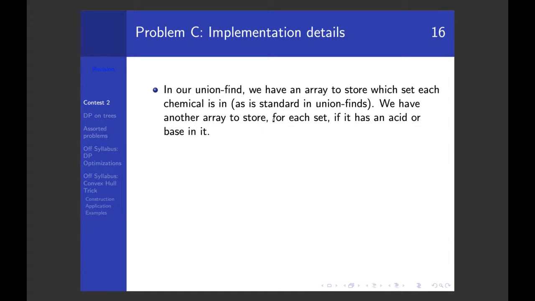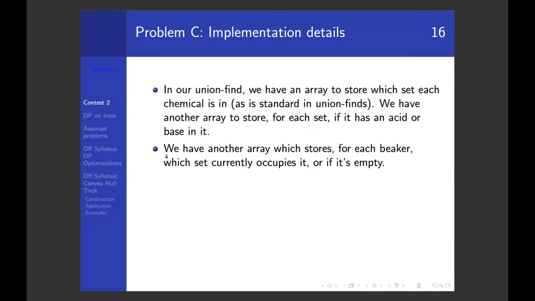So in our union find, we have an array which stores which set each chemical is in. This is just standard union find. So when we merge two chemicals together, we pour X into Y, we merge the chemical that was in X with the chemical that was in Y, as we would with a normal union find. On top of this, we have another array that for each set just stores if it has an acid or a base in it, because we need that detail for merging. But this is the important detail: we have another array which stores for each beaker which set currently occupies it, or if it's empty.